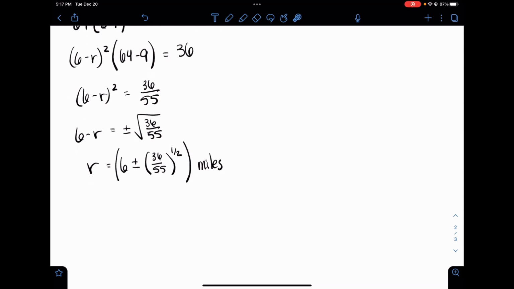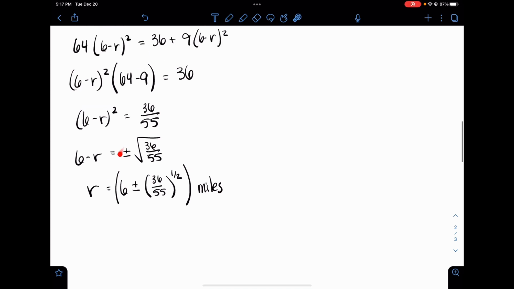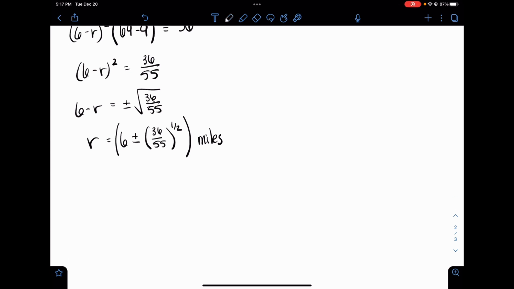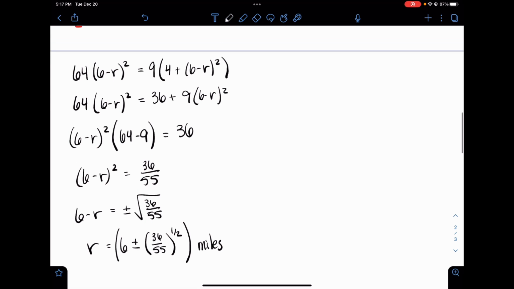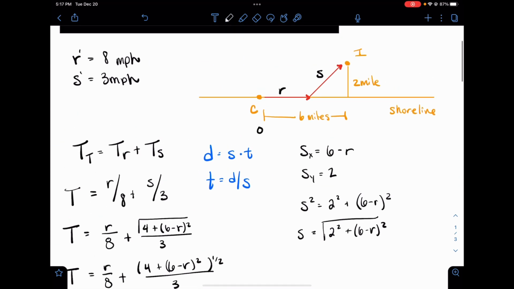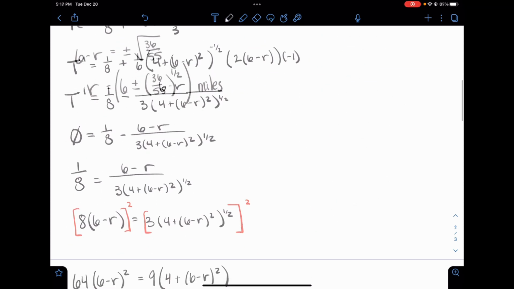And the last thing we need to decide is, when we square both sides, this is a plus or minus, right? So we have 6 plus or minus the square root of 36 over 55. Now, the best way to decide if it's plus or minus is simply to look at our domain. So we have 0 miles right here, and we have a max of 6 miles right here, and at some point in that domain, we have to turn and begin swimming. So logically, it cannot be greater than 6 miles.